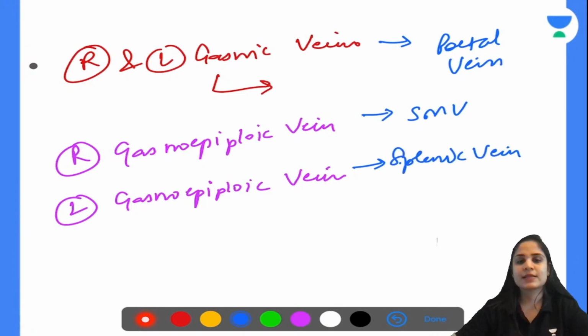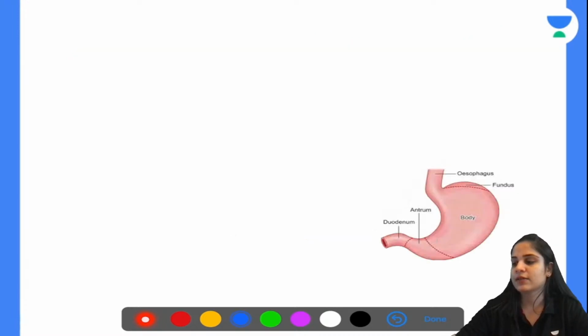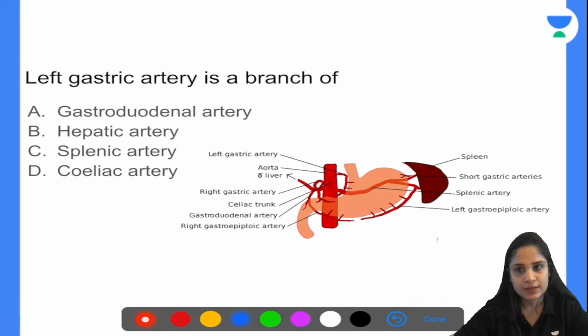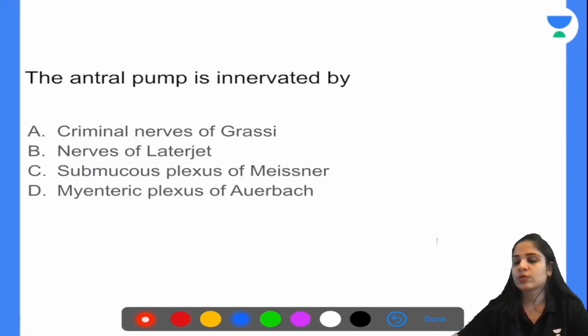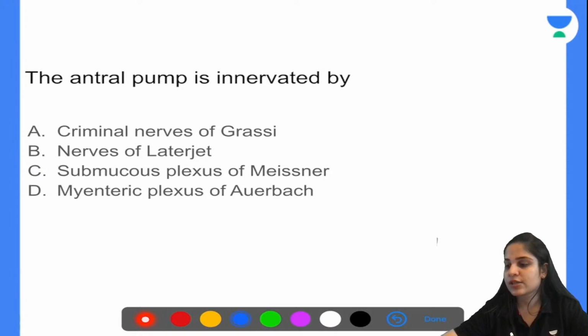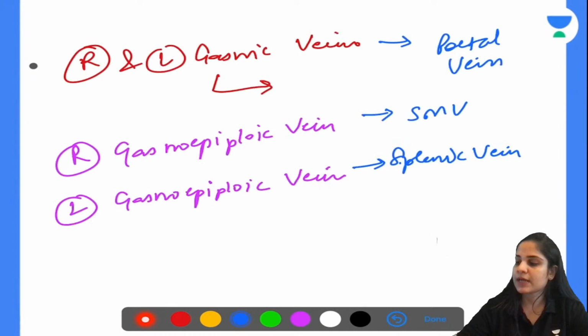Okay, so this is all that you need to know about the arterial and the venous supply of the stomach. All right, moving on to our next question about the nervous system that supplies the stomach. So this is your question. The antral pump is innervated by criminal nerves of Grassi, nerves of Latarjet, submucous plexus of Meissner, or myenteric plexus of Auerbach. So here, what am I asking you exactly?